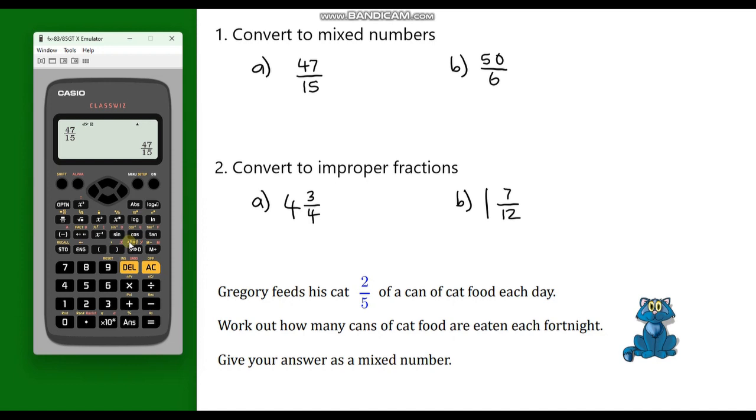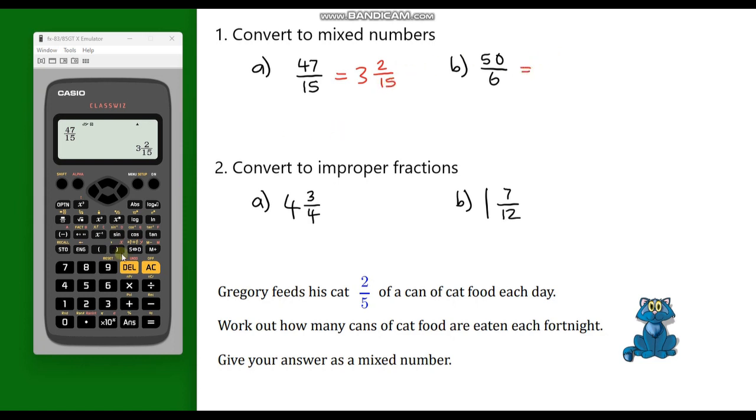Again, it's very small. But in here we've got the improper fraction. So we press shift and then SD. And you can see it converts it to a mixed number. So exactly the same as if we were converting between a decimal, but we press shift and then this button. So that's quite nice. So we get our answer, which is 3 and 2 over 15.